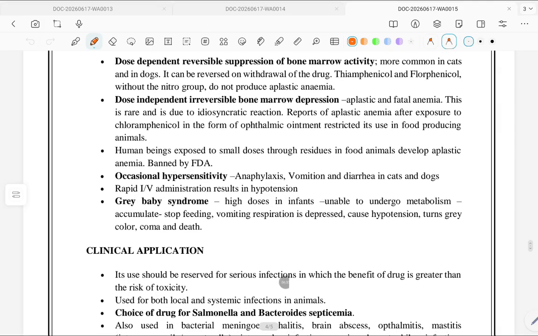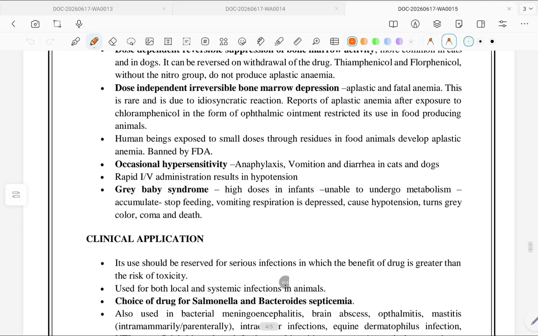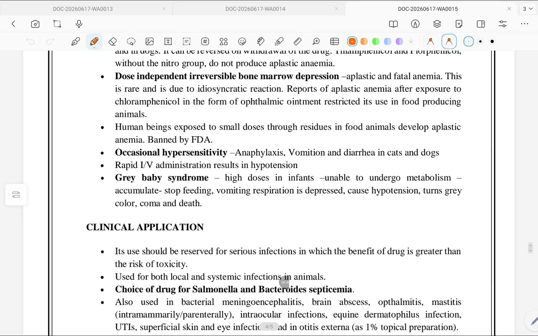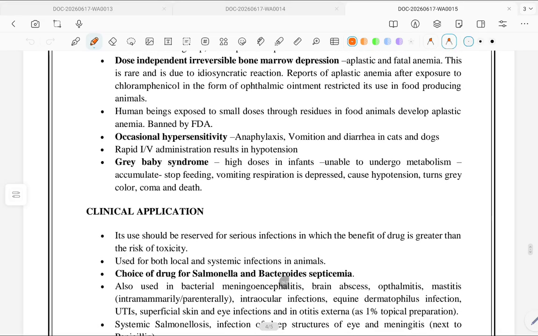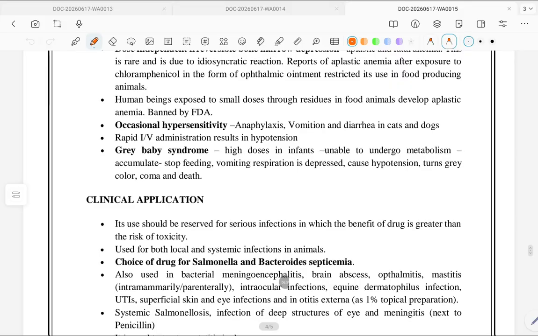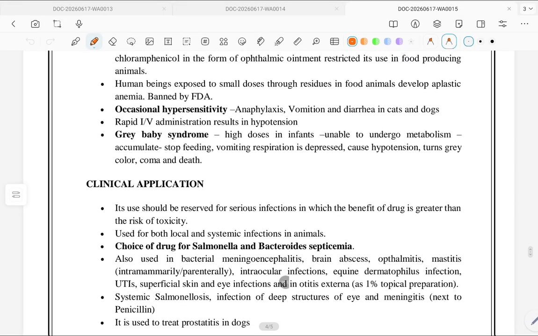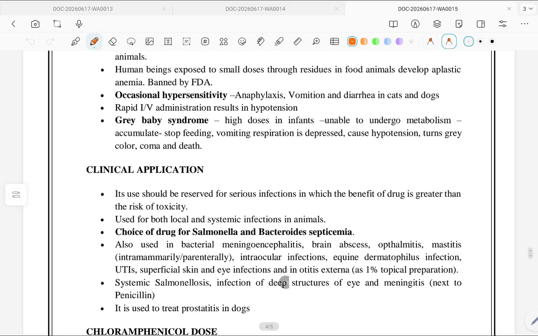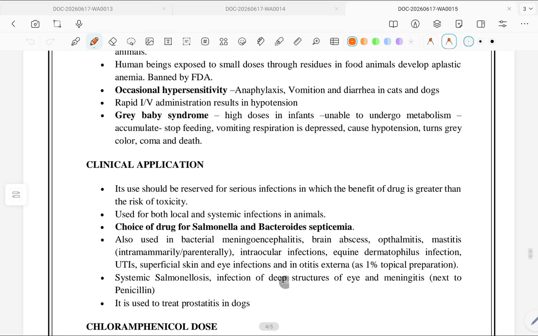Reports of aplastic anemia after exposure to chloramphenicol in the form of ophthalmic ointment restricted its use in food-producing animals. Human beings exposed to small doses through residues in food animals developed aplastic anemia, so it is banned by the FDA. Occasional hypersensitivity, anaphylaxis, vomiting and diarrhea occur in cats and dogs. Rapid IV administration results in hypotension.